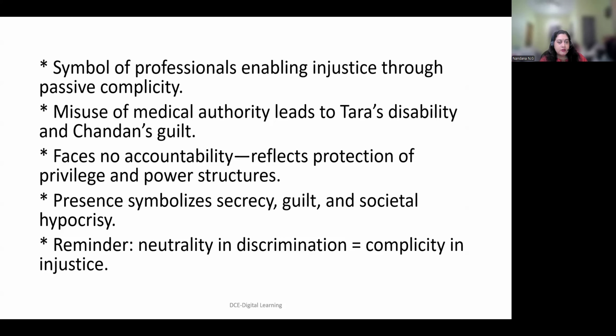Dr. Thakkar's misuse of medical authority leads to Tara's disability and Chandan's guilt. He faces no accountability, and his attitude reflects protection of privilege and power structures. So, Dr. Thakkar's presence symbolizes secrecy, guilt, and societal hypocrisy. So, in the end, we can say that his being neutral in discrimination also means that Dr. Thakkar is complicit in injustice.